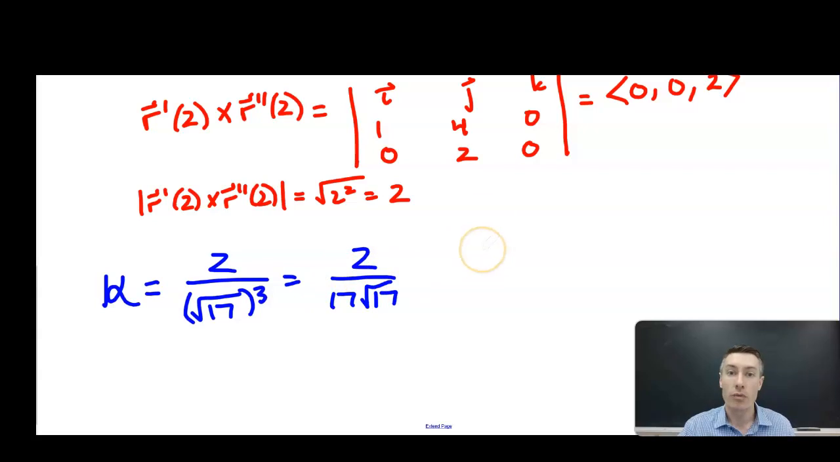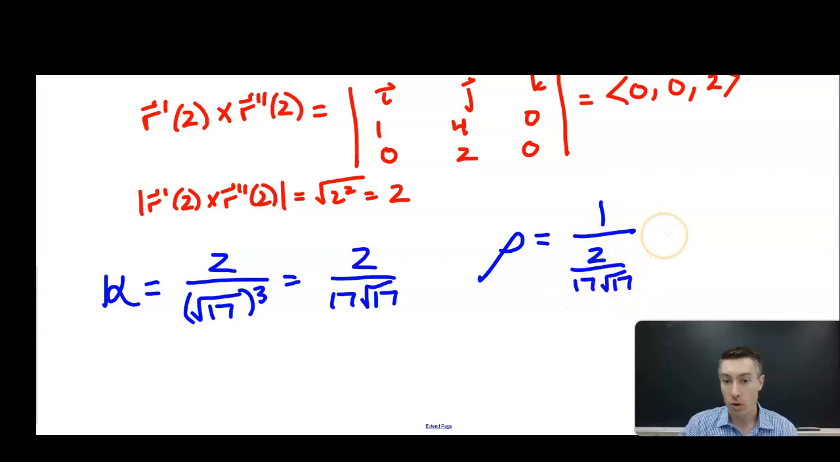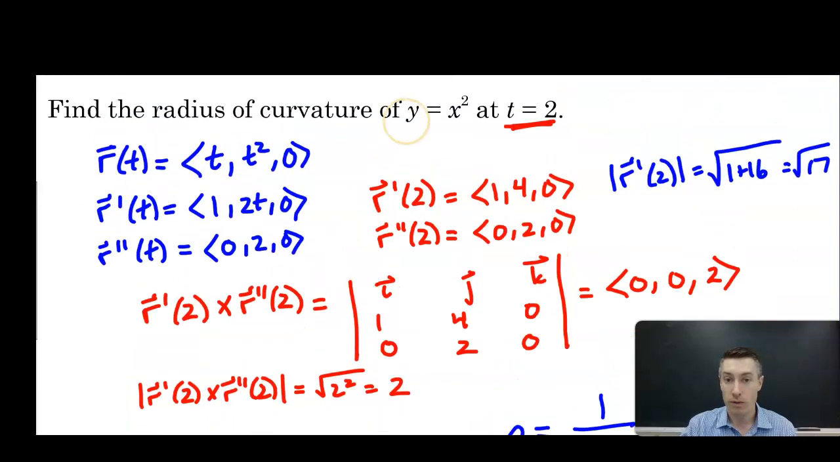And this problem wants the radius of curvature. So radius of curvature then is 1 over the curvature, which, if we simplify, would be 17 square root of 17 over 2. So that would be the radius of the circle that you would draw tangent to y equals x squared at t equals 2.